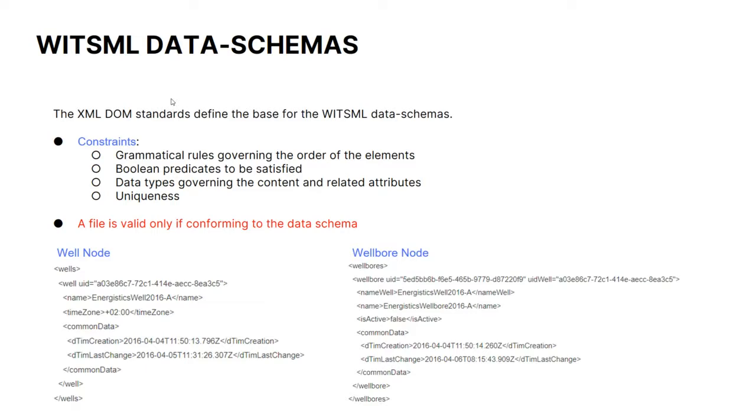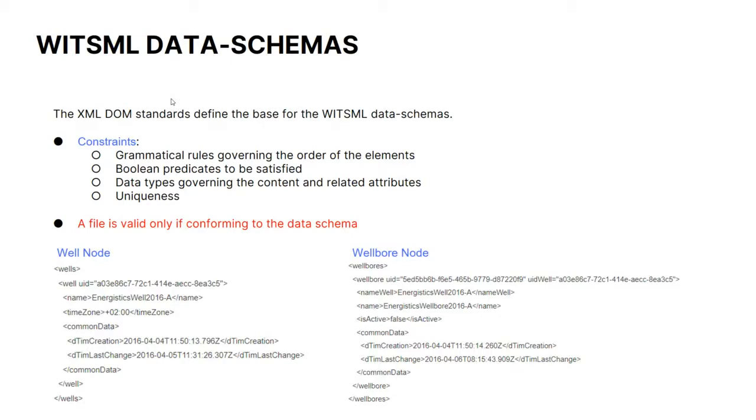XML generally has Boolean predicates that need to be satisfied, and I will show you an example of that. The data types governing the content and related attributes are an important thing. For each data type, I will have certain attributes and certain content. And finally, the schema for each of the objects needs to be unique. There shouldn't be any ambiguity.